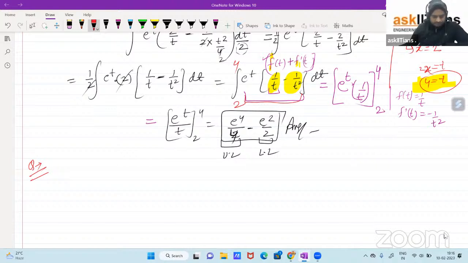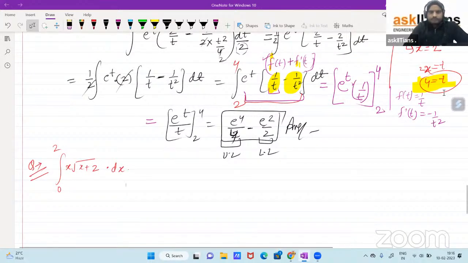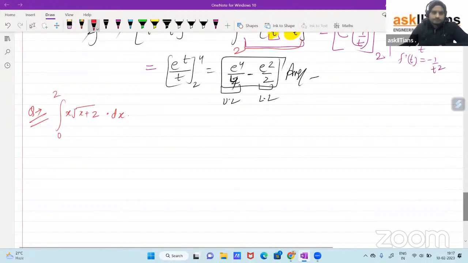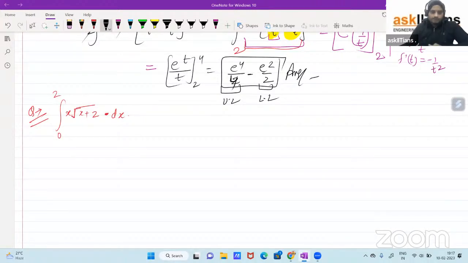Next question is the integration from 0 to 2 of x under root of x plus 2, with respect to x. You have to integrate x under root of x plus 2.